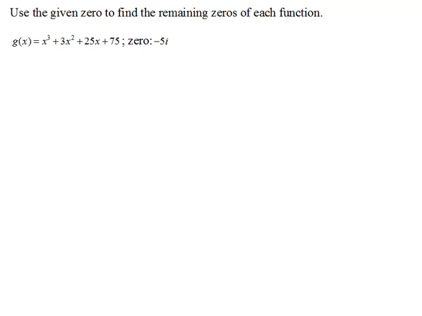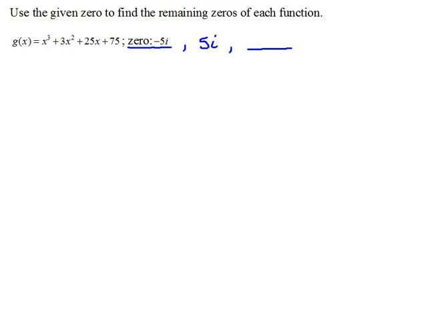All right, here we have another problem where we're dealing with our complex zeros. This is use the given zero to find the remaining zeros of each function. So we have this g of x function, and they've told us that we have a zero here at negative 5i. Well, if we know that we have a zero at negative 5i, then that means we automatically have to have one at the conjugate because this is an imaginary number. So we have to have one at positive 5i also. We're still looking for that third.